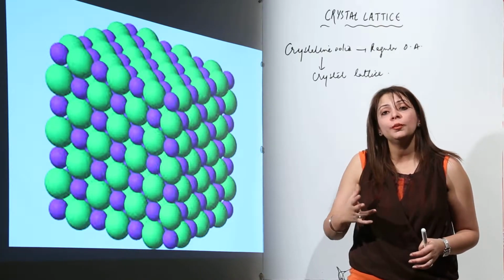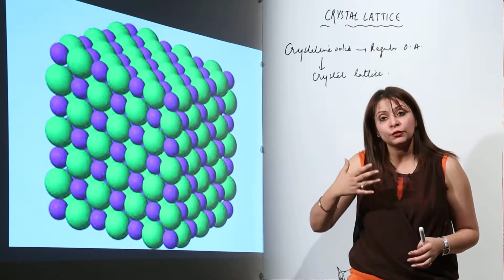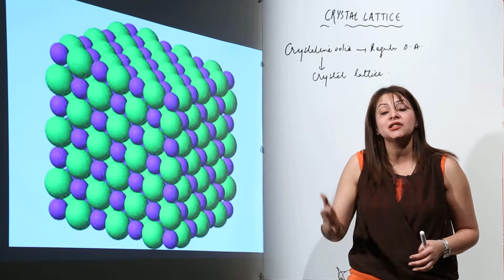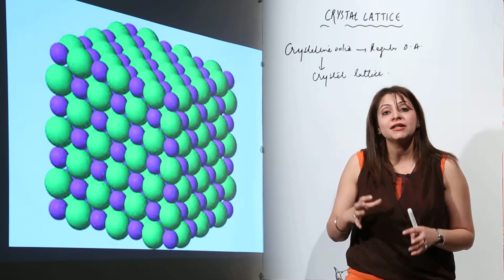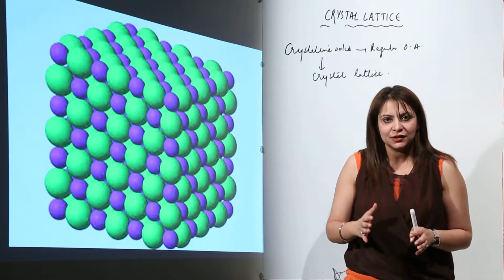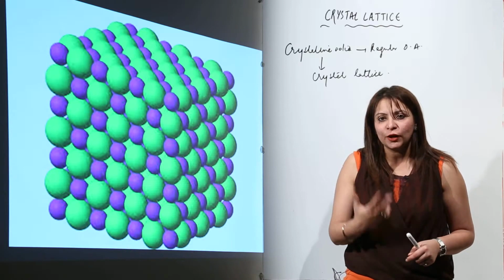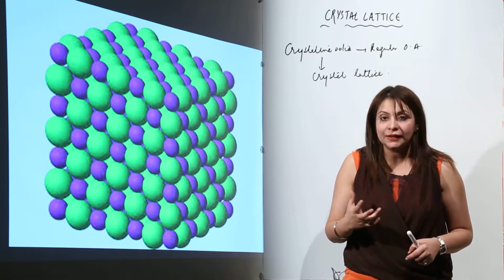So we come to know about the physical properties, because different solids have different physical properties depending upon how they are arranged in the lattice. So we can say that the crystal lattice is something very important, right. So what is crystal lattice? Now my question is, what is crystal lattice?